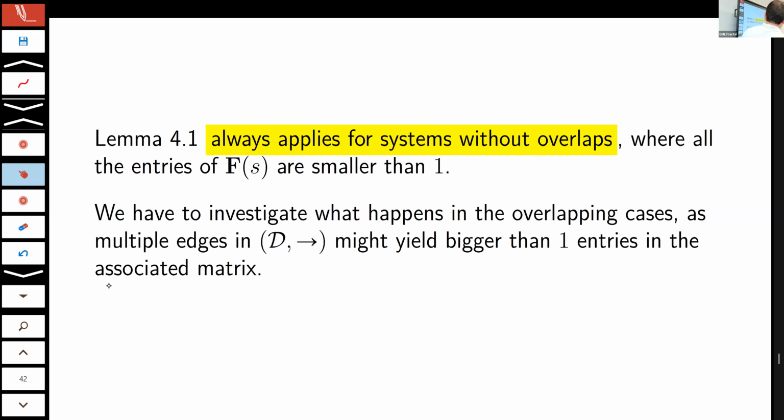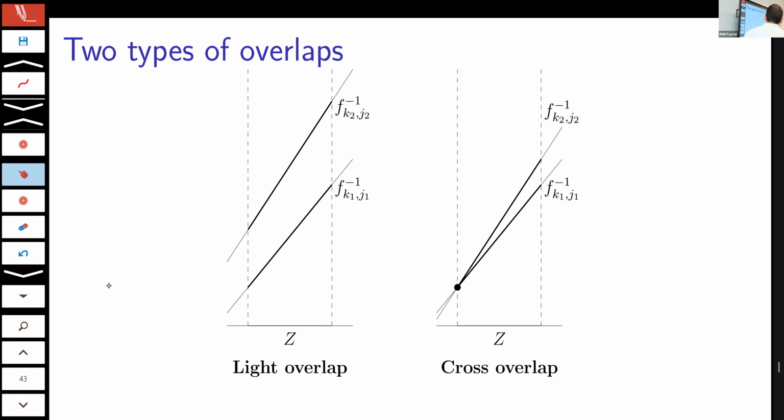Now, this lemma always applies for systems without overlaps. That's how Hochbar used it in his paper, because he worked with expansive dynamical systems. He had no overlaps. Unfortunately, we do have overlaps, which means that in the matrix, some entries are sums of different ratios raised to some power s, and they can be larger than 1. That's why we have to show that the lemma can still be used.